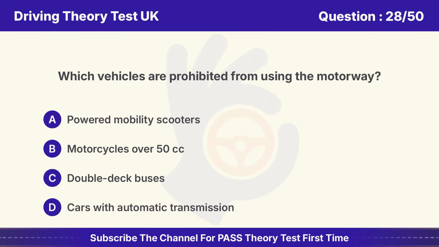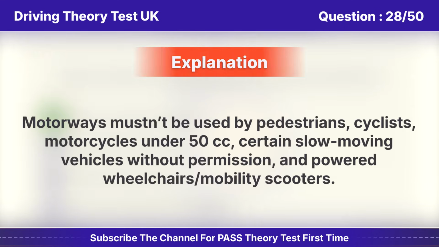Question 28. Which vehicles are prohibited from using the motorway? Answer is A. Powered mobility scooters. Motorways mustn't be used by pedestrians, cyclists, motorcycles under 50 cubic centimeters, certain slow-moving vehicles without permission, and powered wheelchairs or mobility scooters.